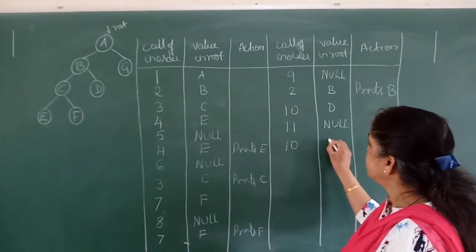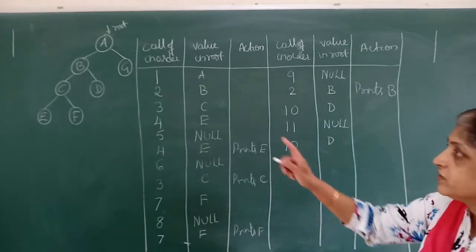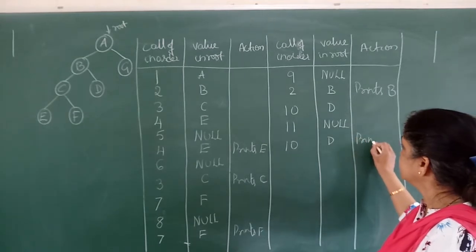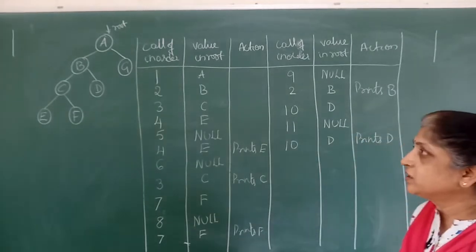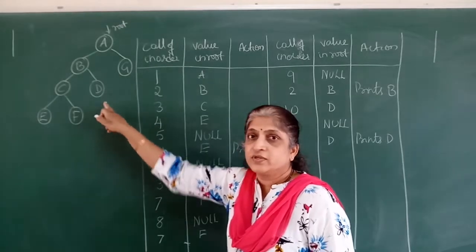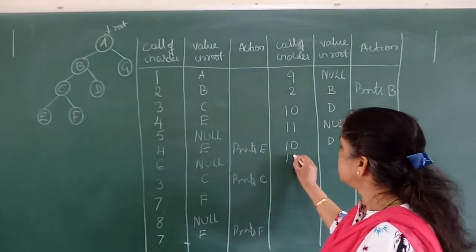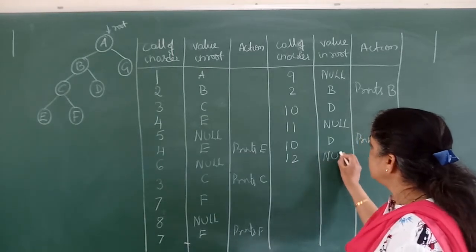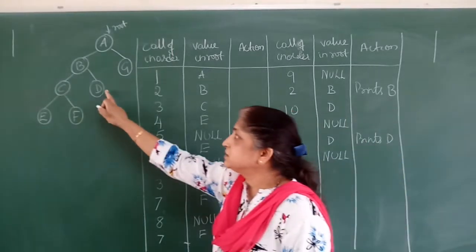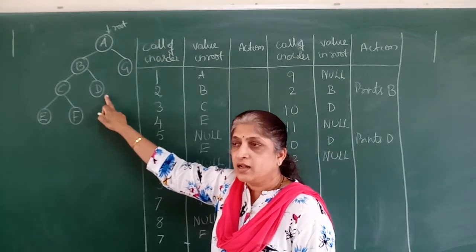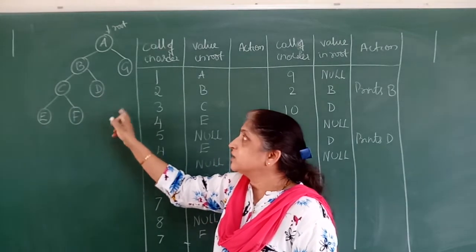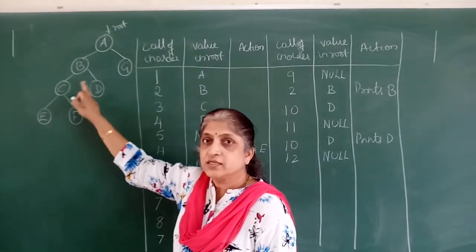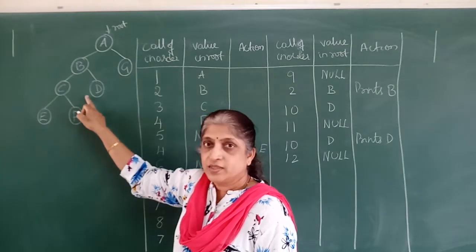It returns to the call wherein the value is d. Now it has checked the left subtree of d, so it prints d. Then it calls the right subtree of d. That is the 12th call, and the value in root is null. Since root is null, the control returns to the previous call, d, and it has completely visited this tree.